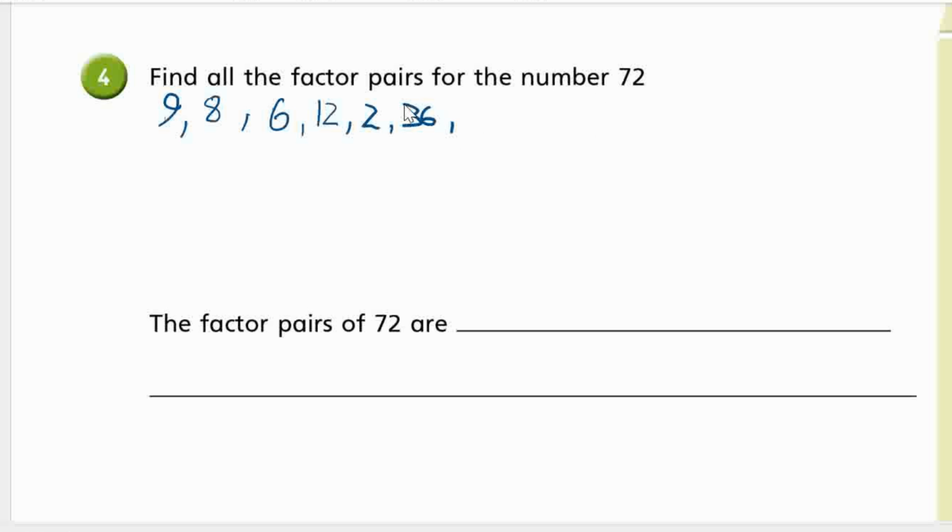What else is there? Well, what's the easiest one? First of all, we can do 1 and 72. Yeah. There we go. Okay, and now one thing you can do is you can look at these numbers.